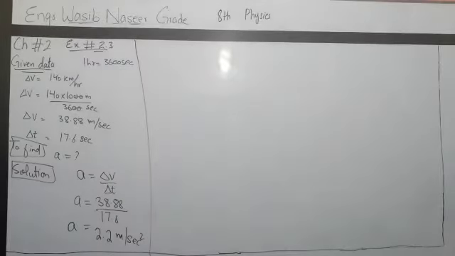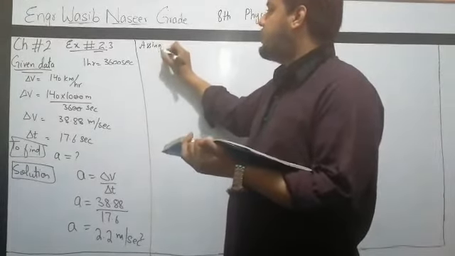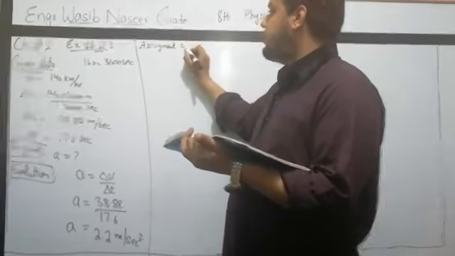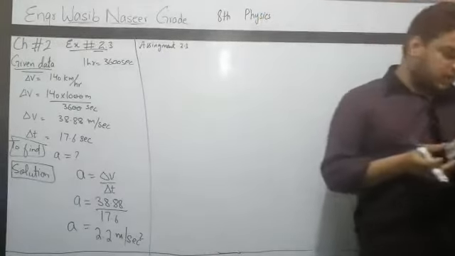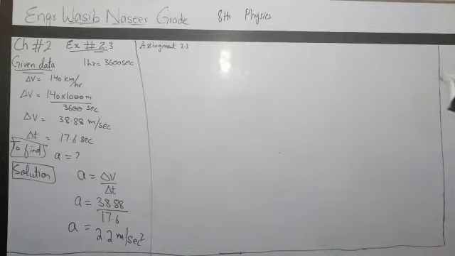Okay, now I will go for the assignment number 2.3. In assignment 2.3, write on page number 42 and beneath the example 2.3. If in the same experiment you take the reading of speedometer of car as 20 km per hour in 4 seconds and 32 km per hour in 9 seconds, what is the acceleration?